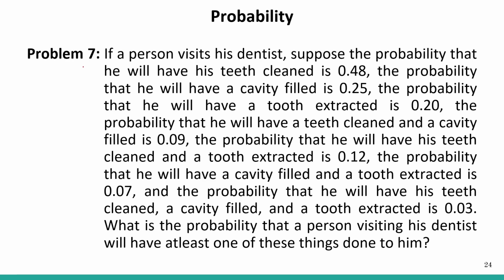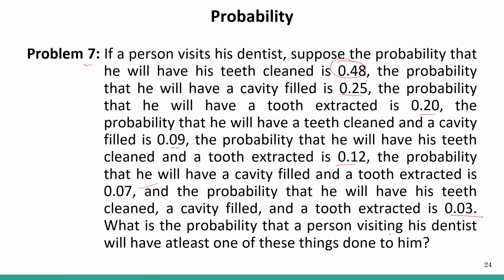So let's try to see problem number 7. If a person visits his dentist, suppose that the probability he will have his teeth cleaned is this much, and the probability that he will have his cavity filled is this much. The probability that he will have a tooth extracted is 0.20. The probability that he will have his teeth cleaned and cavity filled is this much. The probability that he will have his tooth cleaned and extracted is this. The probability that he will have a cavity filled and a tooth extracted is this much, and the probability that he will have his teeth cleaned, cavity filled and a tooth extracted is 0.03.